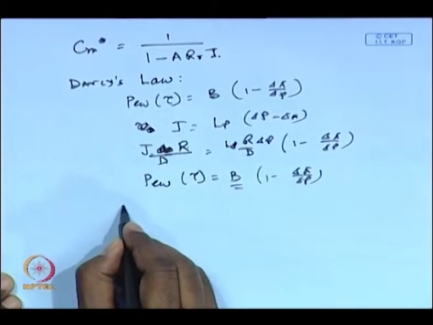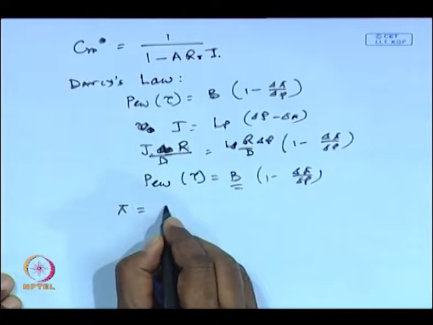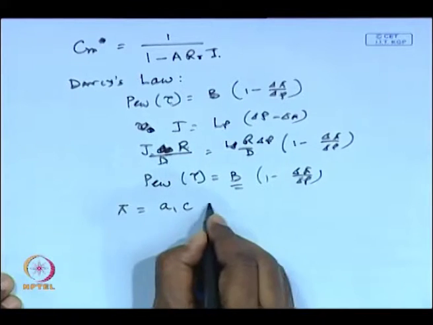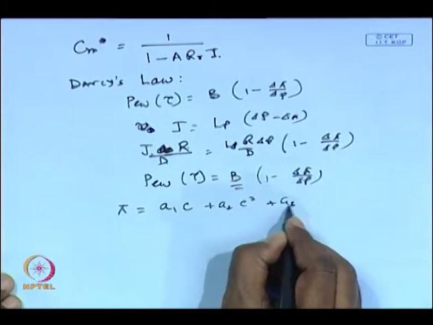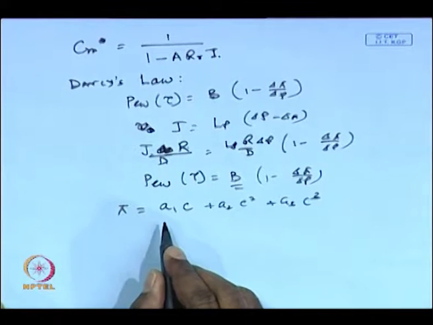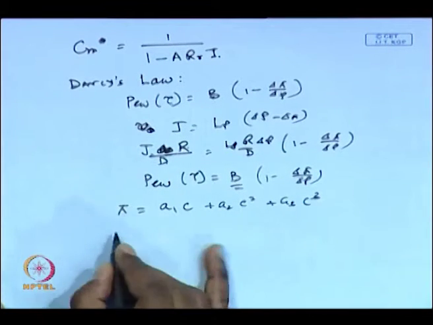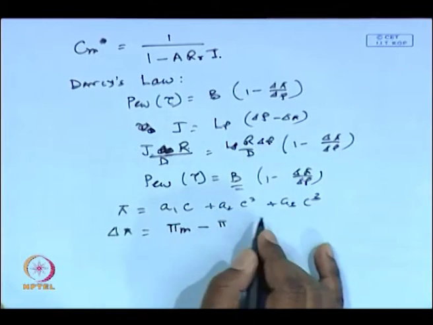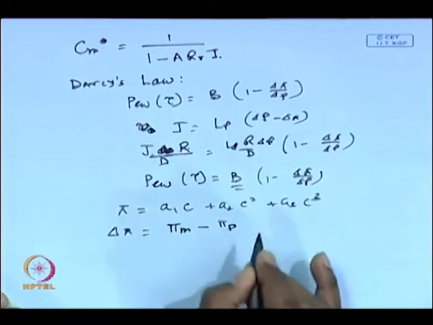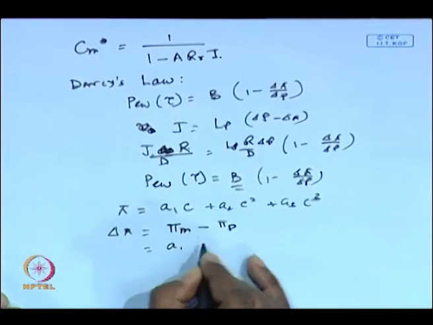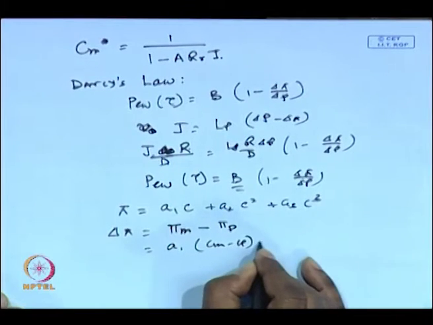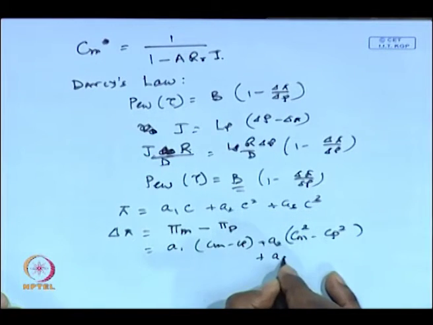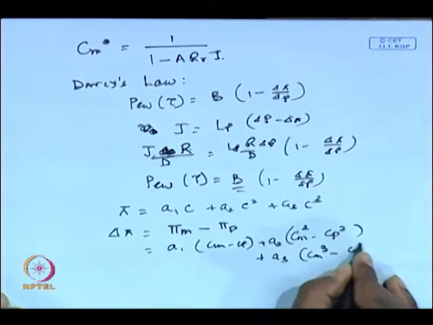If you remember, we had an expression: pi is equal to A1 C plus A2 C square plus A3 C cube. So, we have the expression of pi as a polynomial of concentration. What is delta pi? Delta pi is nothing but the osmotic pressure difference between the membrane surface on the upstream side and the permeate stream. So, delta pi will be A1 (Cm minus Cp) plus A2 (Cm square minus Cp square) plus A3 (Cm cube minus Cp cube).